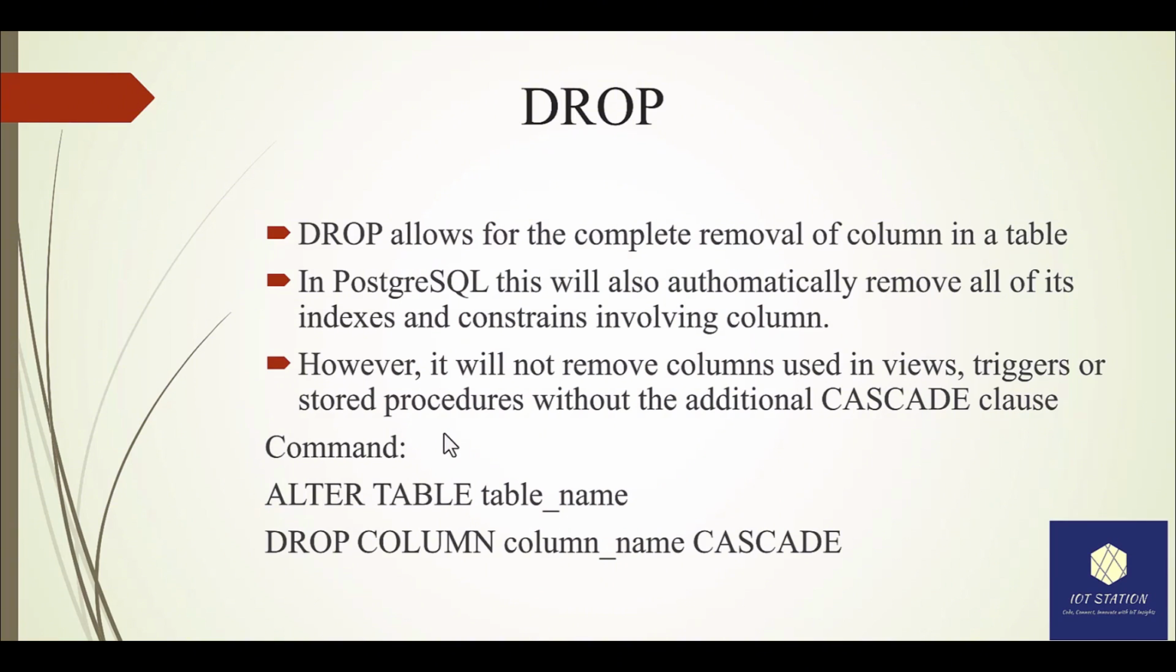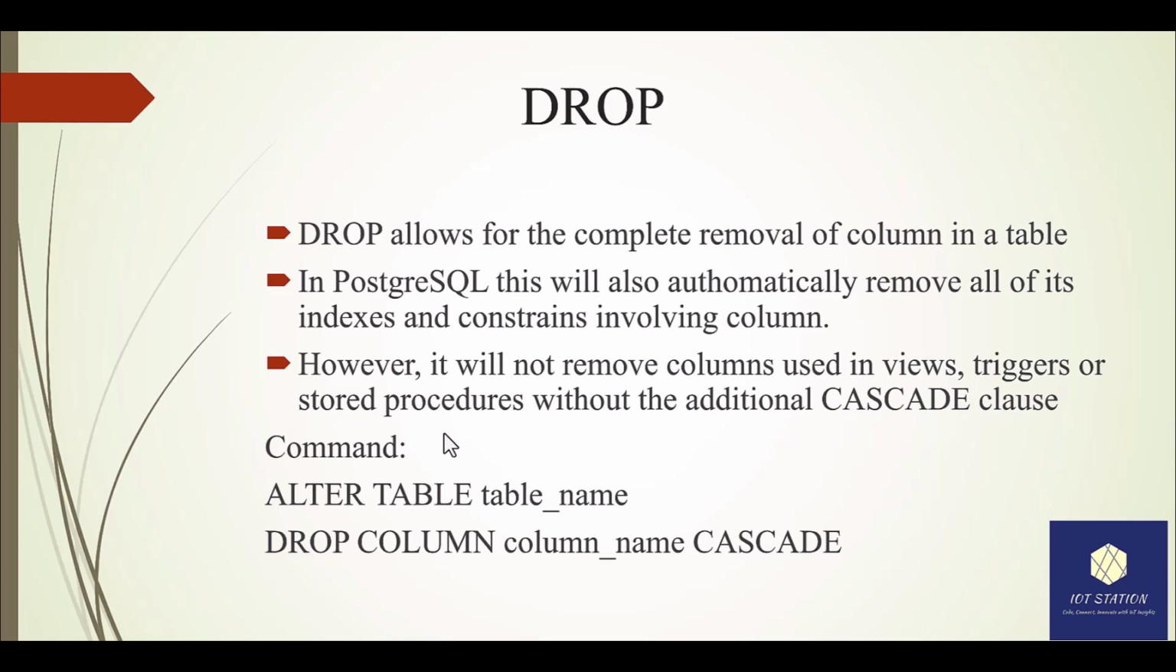First, we start with the drop command. Drop allows for the complete removal of a column in a table. In PostgreSQL, this automatically removes all the indexes and constraints. But if you need to remove some specific conditions related to that table, then you have to use the cascade command. I mean, at the end of the command you have to use cascade. Otherwise, it will not remove all these relations.